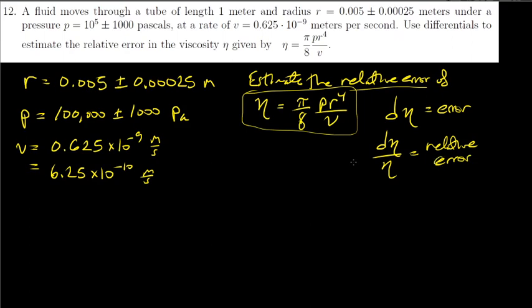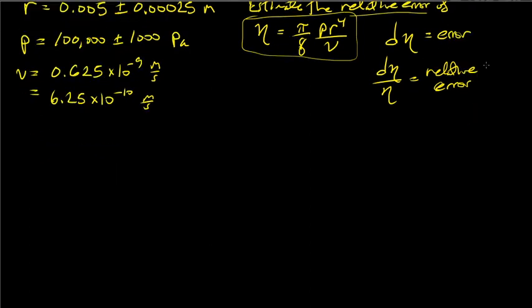There are a couple of ways we could do this. Let's just find d eta and divide by eta. So d eta is just the differential: the partial of eta with respect to r times dr plus the partial of eta with respect to p times dp.